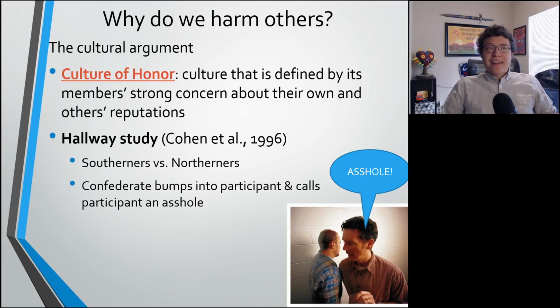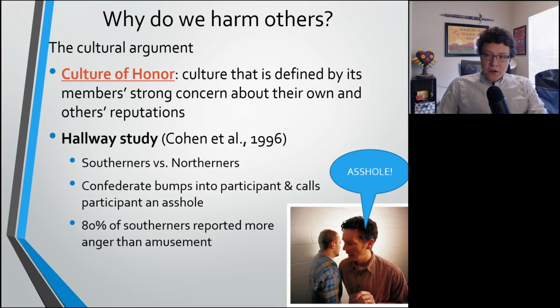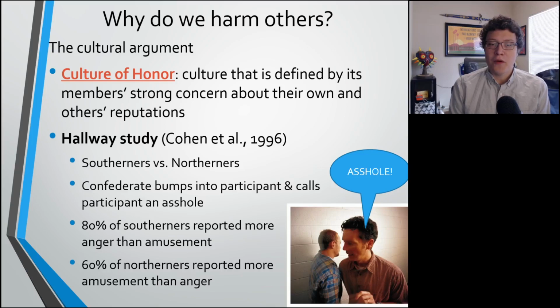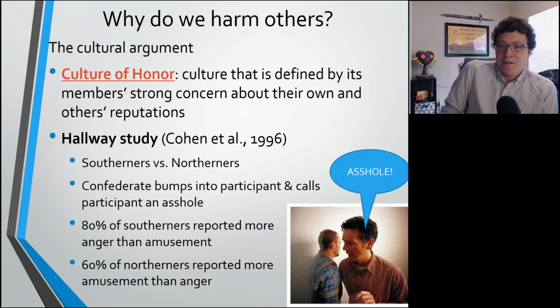And what was funny is that afterwards they completed one more measure about anger. And it was anger versus amusement. And 80% of Southerners reported feeling more angry about this situation than amused. But the Northerners, about 60% of them reported more amusement than anger. So as somebody from the North, I think it would be funny if somebody called me an asshole. It's like, weird. Why would you do that? Okay. But from the South, it typically seems that individuals take that more personally, and take it as against their honor or who they are.